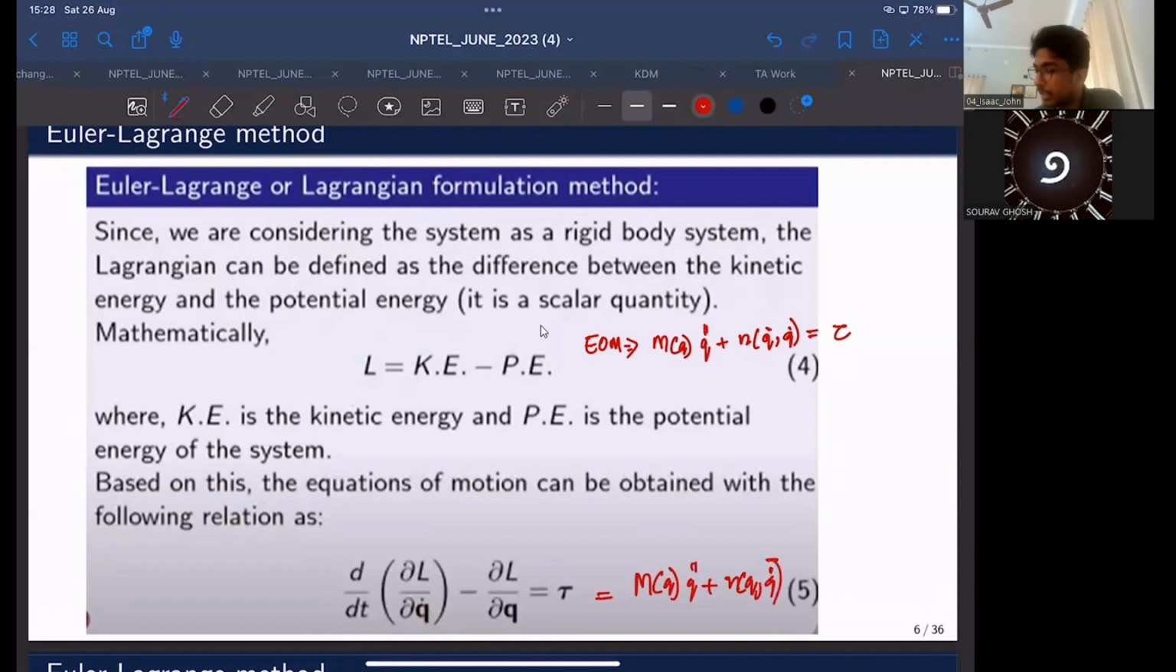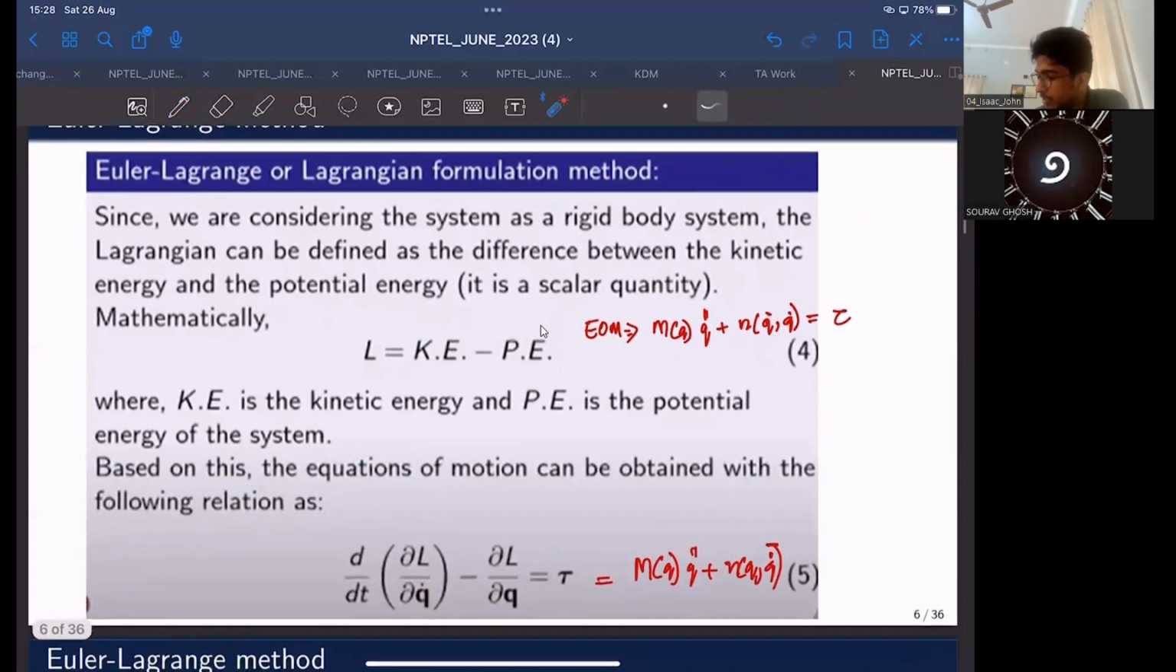So all the terms that contain q double dot, you can take out and assemble into the mass matrix, and the remaining terms you can assemble as a vector named N. You should also note that this L is a scalar quantity, and this variable q is a vector.